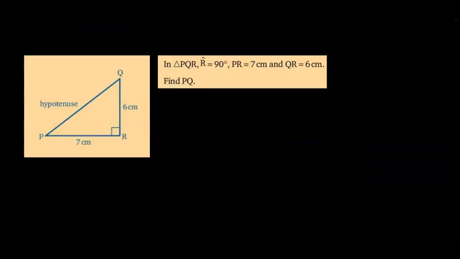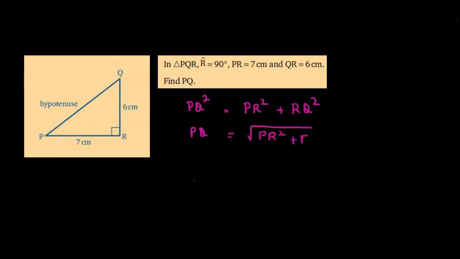So let's now look at an example of how we find the length of the hypotenuse. The question states that in triangle PQR, angle R is 90 degrees, and we see that in the diagram. Angle R is 90 degrees here. PR is equal to 7 centimeters, and QR is 6 centimeters. Find PQ. And again, PQ is the hypotenuse.